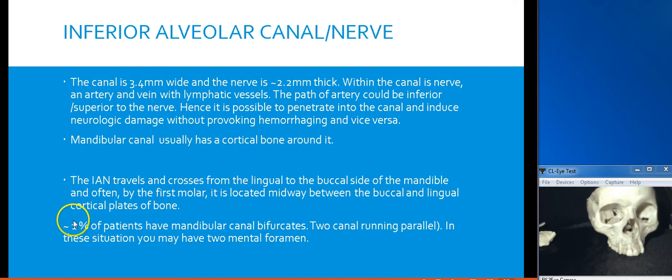And the other tricky part about this is that approximately less than 1% of patients might have bifurcation. So they might have two canals. And it's very tricky to pick it up. But I've seen patients with two canals running parallel, and they ended up having two mental foramen also, because each canal had its own mental foramen. So it's extremely rare, but we also have to be careful that there's a possibility we can have bifurcation of the two canals.